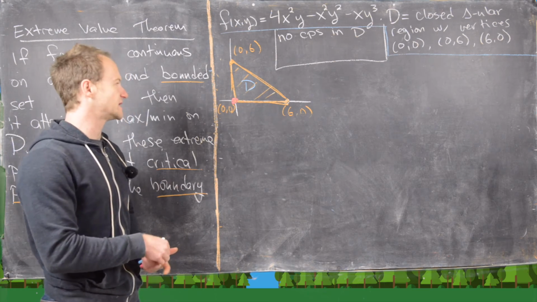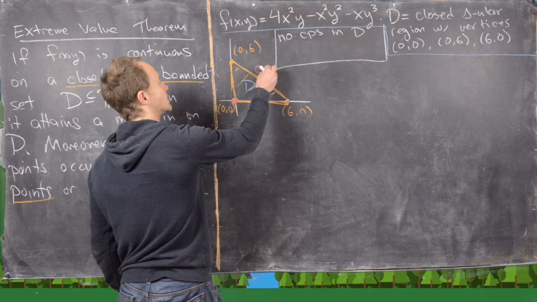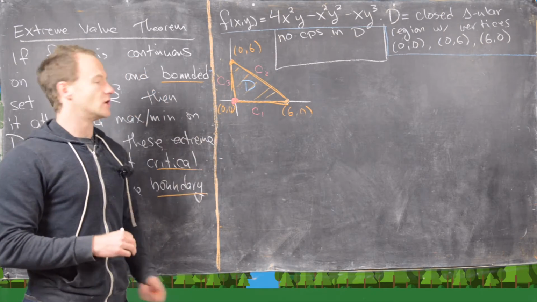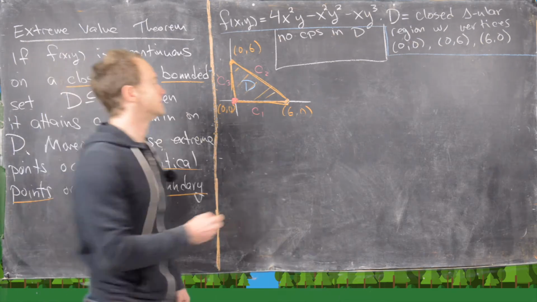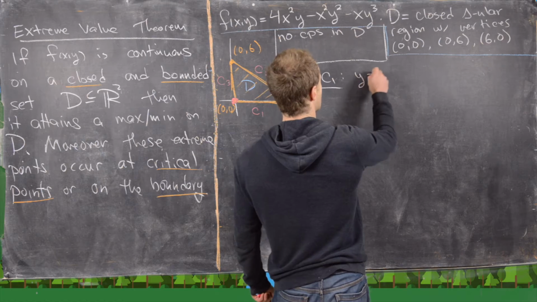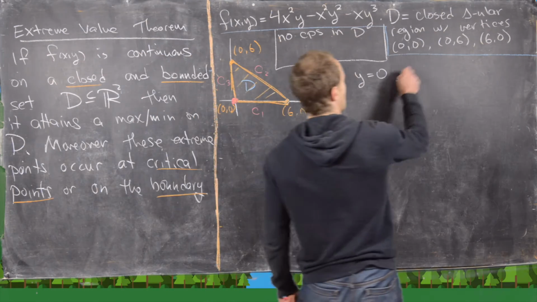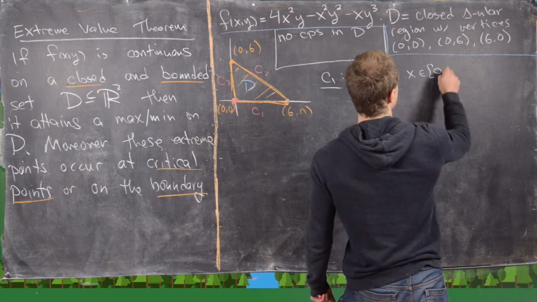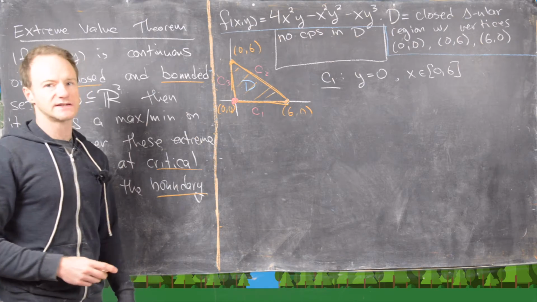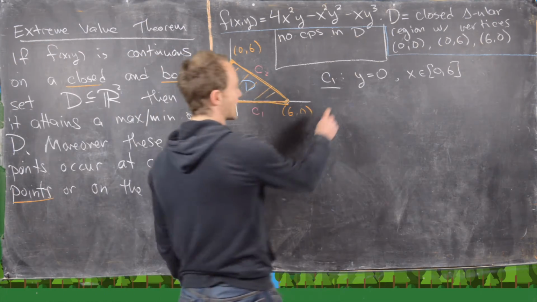So notice the boundary is going to be broken up into 3 pieces. I'll call them curve 1, curve 2, and curve 3. And each of those will satisfy different equations. On curve 1, we have that y is always equal to 0 because it's the x-axis. And then we have that x is trending between 0 and 6. So that's going to turn this into a Calculus 1 type problem on curve 1. Okay, so let's see what we get in that case.